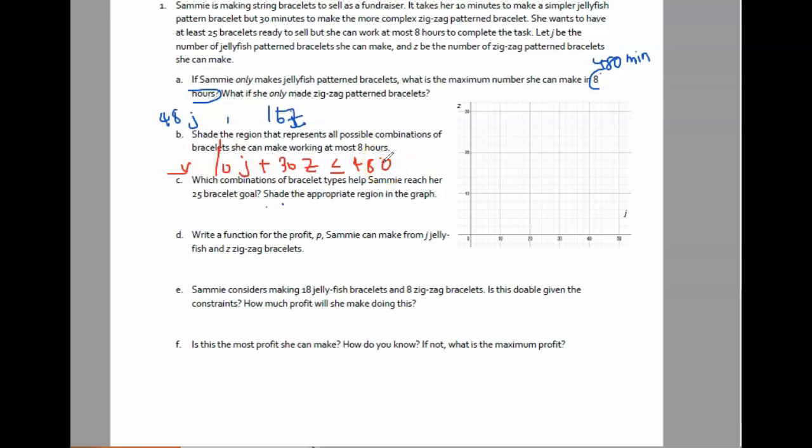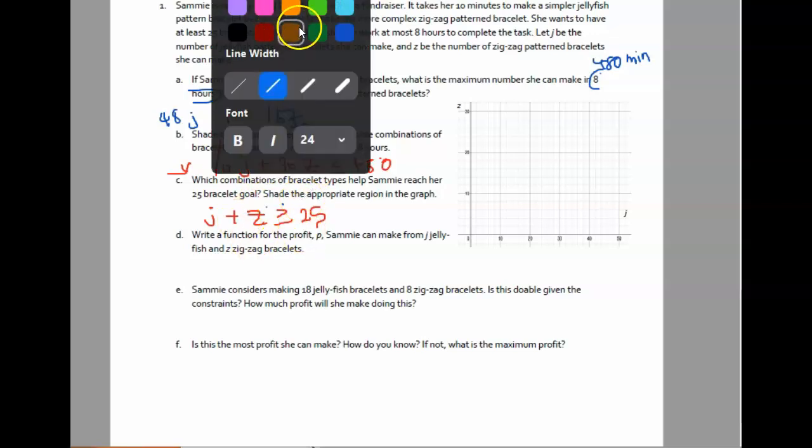Which combination of bracelet types helps Sammy reach her 25 bracelet goal? Shade the appropriate region in the graph. So the number of jellyfish plus the number of zigzag has to be greater than or equal to 25. She wants to make at least 25 bracelets. So let's graph these together and then shade it. I should have done one at a time, shouldn't I?